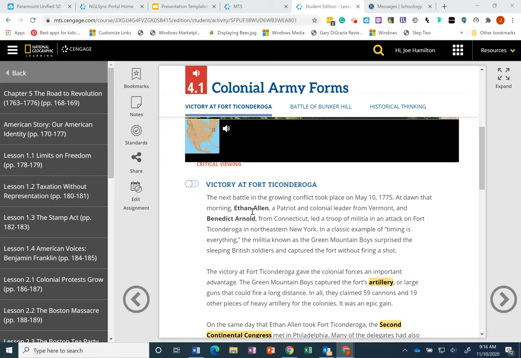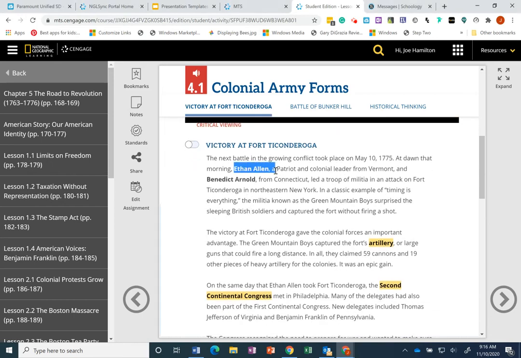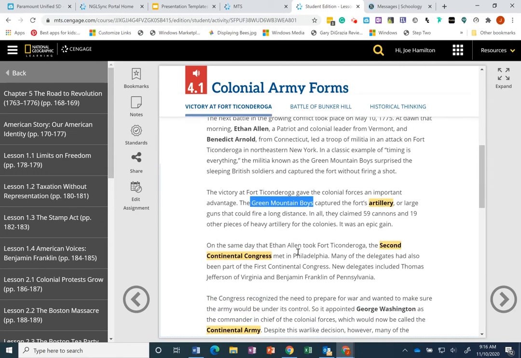So when you look here, if it lets you highlight, like I see Ethan Allen, he could be at it. Benedict Arnold could be at it. You can talk about the Green Mountain Boys here once you get to that. I mean, there's a lot here that you could talk about. Okay. So the first category should be fine.